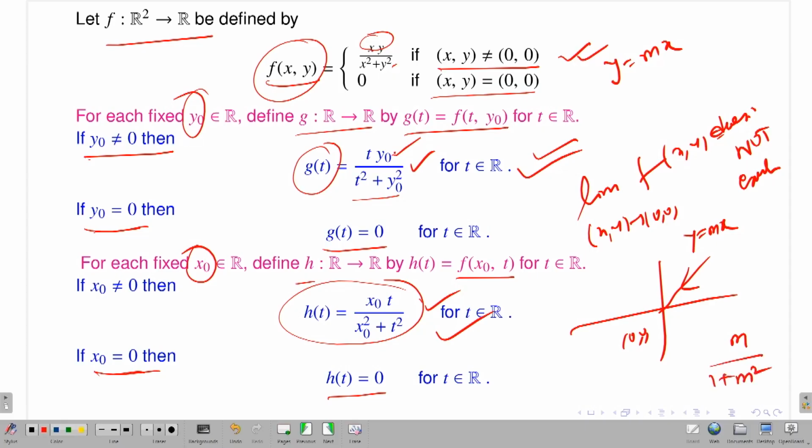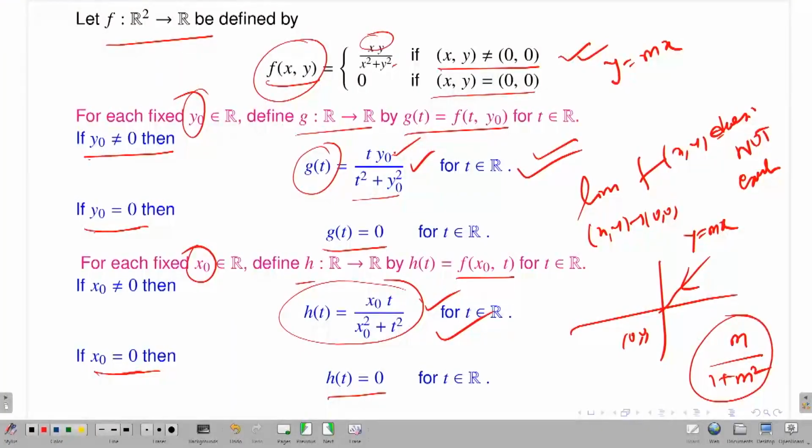So if I approach the origin along the line y is equal to mx, the value of the function along this line will give you the value m by 1 plus m square, and if m varies, it will give you different values. If I come along y is equal to x, it will give you 1 by 1 plus 1 square, that means half. If I come through y is equal to 2x, it will give you 2 by 5. So I am approaching the origin along two different lines, but the corresponding values of the function approach different points. So the limit does not exist.